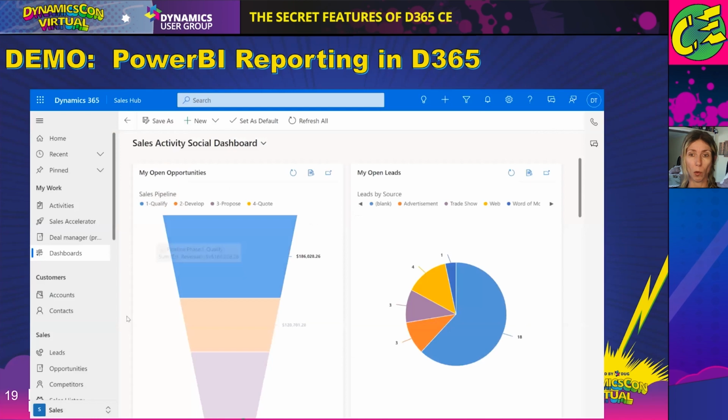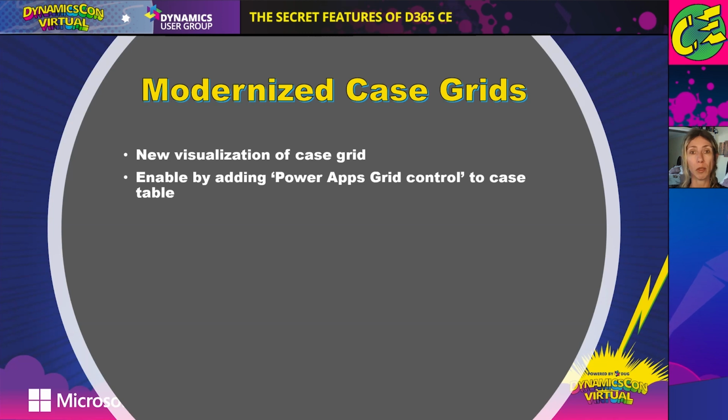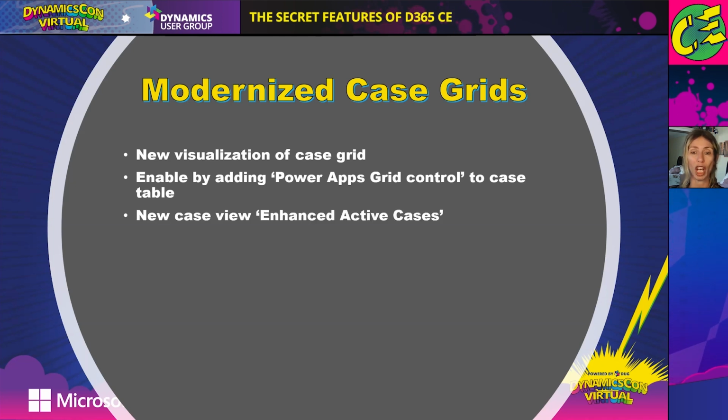All right, so now another one that came out actually not too long ago. This was, let me see, 3 months ago in December, so it's not even that old. It's the new visualization of a case grid. And guess what? Yes, this is another control. So you can add this by enabling what you can see on the screen here, the Power BI grid control. So you need to go to the case table and then you need to enable it on the case table. That's how you turn it on.